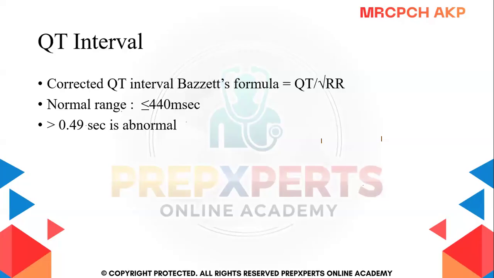Now we get to the QT interval. It is very, very important as far as AKP is concerned. You're going to get, I think, at least one scenario of QT interval. So this is the formula, Bazett's formula: QT interval divided by the square root of the RR interval. This is how we calculate the corrected QT, and it should be greater than 0.49 to become abnormal. So you can say less than 0.49 is normal. Again, there is age variation that is given in pediatric guidelines as well.